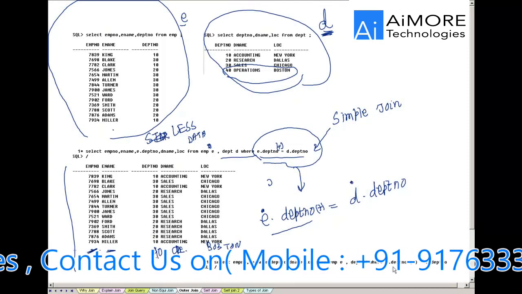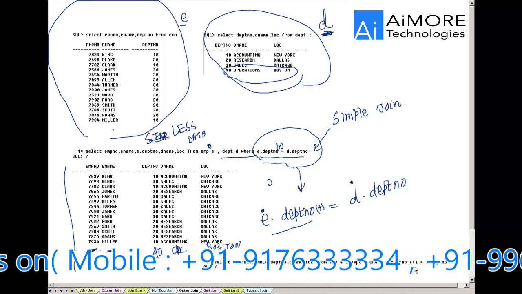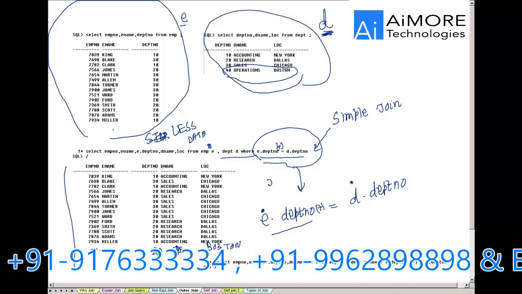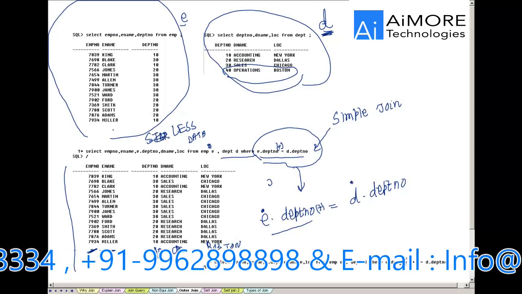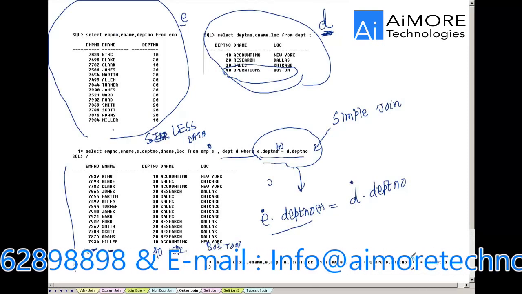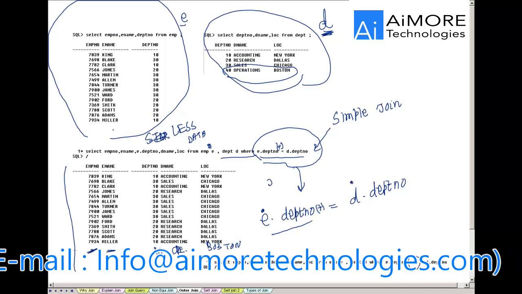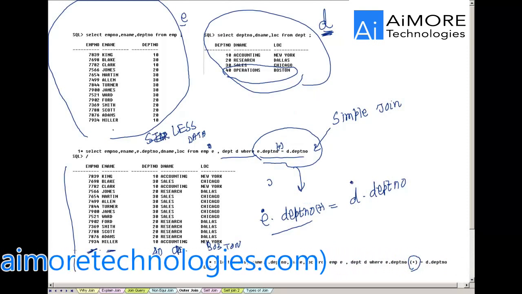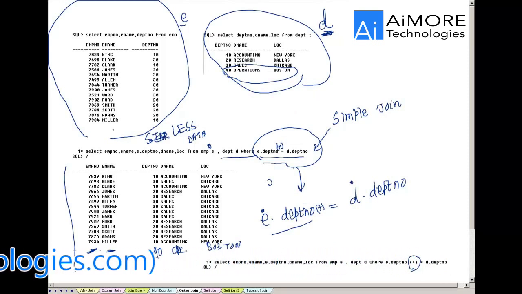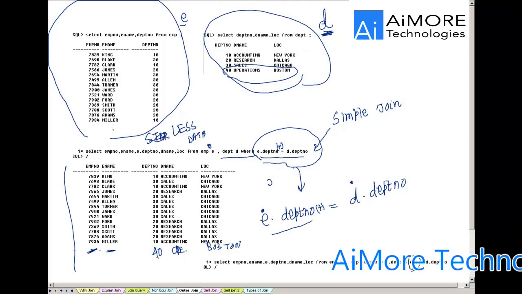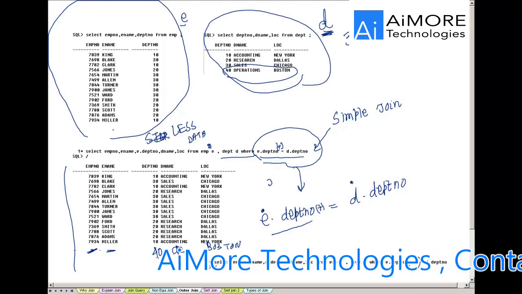Okay, so the idea is that first find out which side has less data, and then put a plus there. Essentially this is called outer join. Okay, so this is the number 3 type of join.